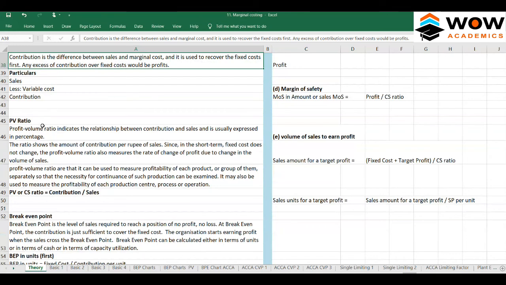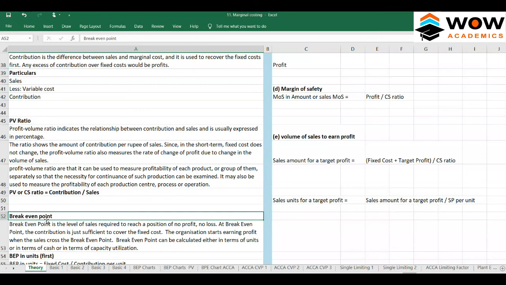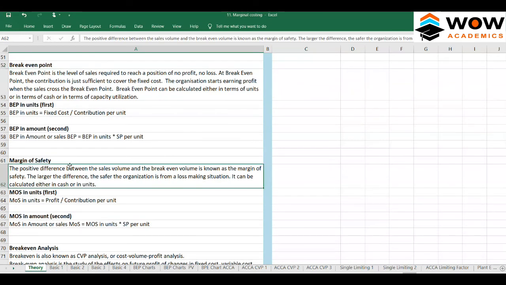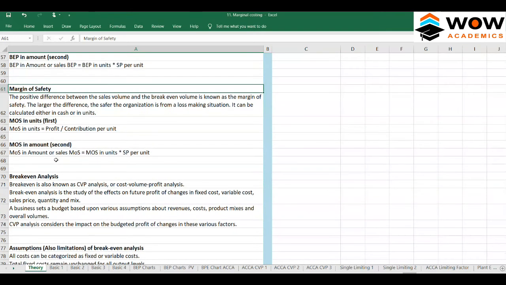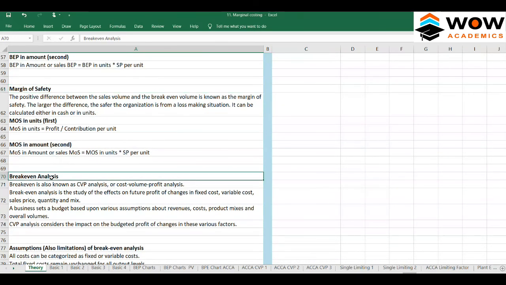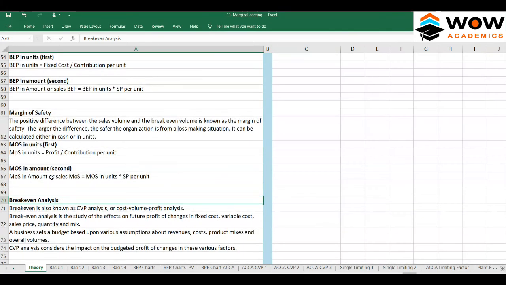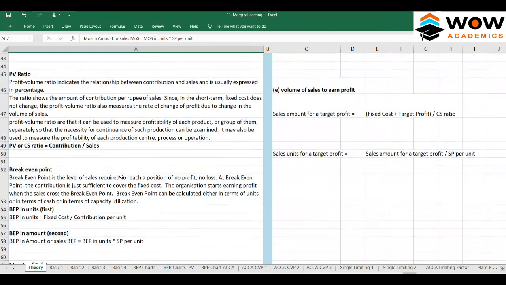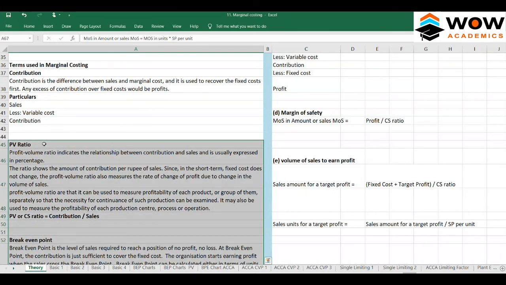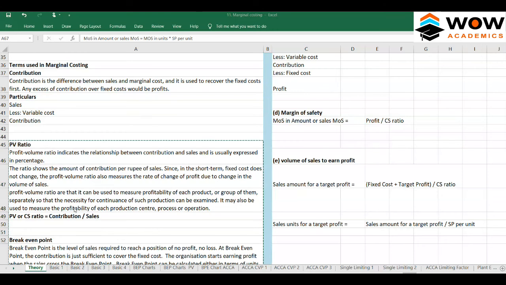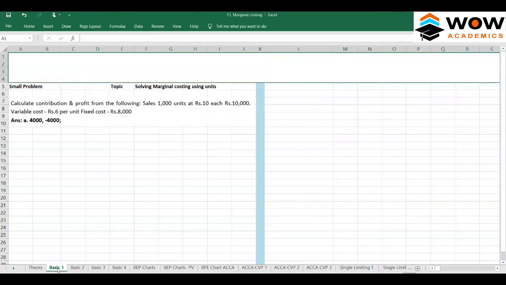We have some more items: PV ratio, break even point, and margin of safety. Rather than looking at them now, we will do a problem and we'll understand. There's also break even analysis. When we do a problem, we'll take this theory. For now, we will simply copy all these items and paste them into the problem. While we do the problem, we'll get the idea.